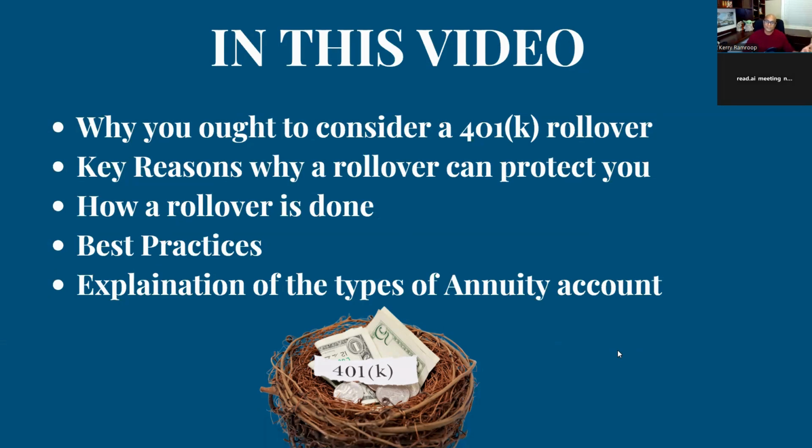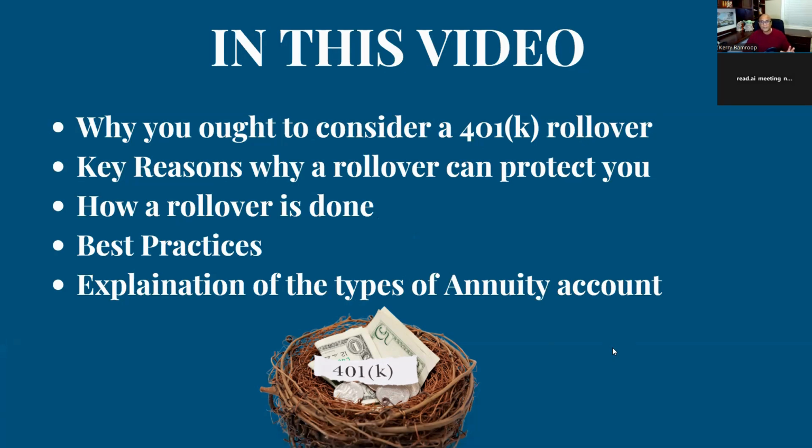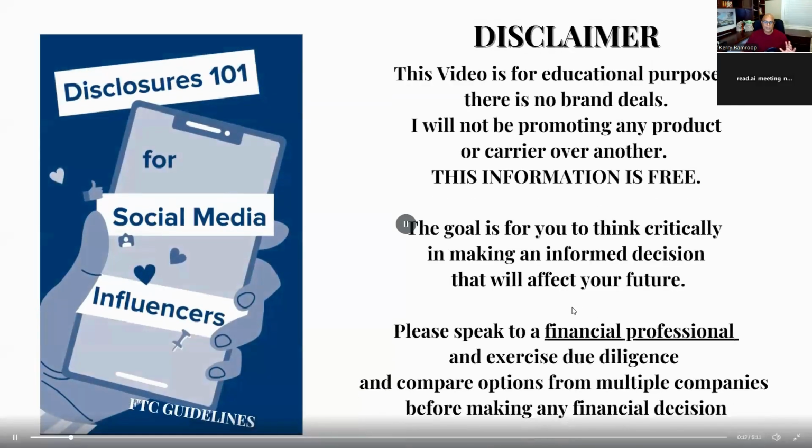You saw that the 401k lost 15% and the annuity actually grew by 30%, which is pretty incredible during that fall as well. And they give you the details why when they rolled it over, they had a bonus, and then of course stocks grew, and it did not fall because it had a floor, and then it grew. So in this video, we're going to consider why you ought to consider a 401k rollover, the key reasons why a rollover can protect you, and how a rollover is done. We're going to look at some of the best practices and an explanation of the types of annuity accounts. So I want you to grab a pen, grab some paper, and take some notes.